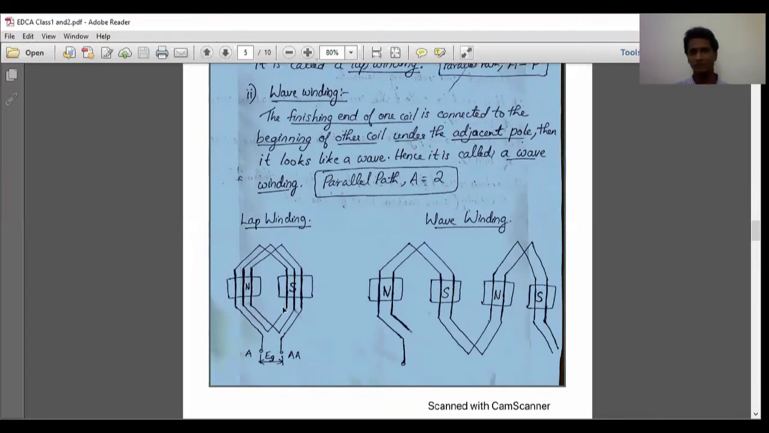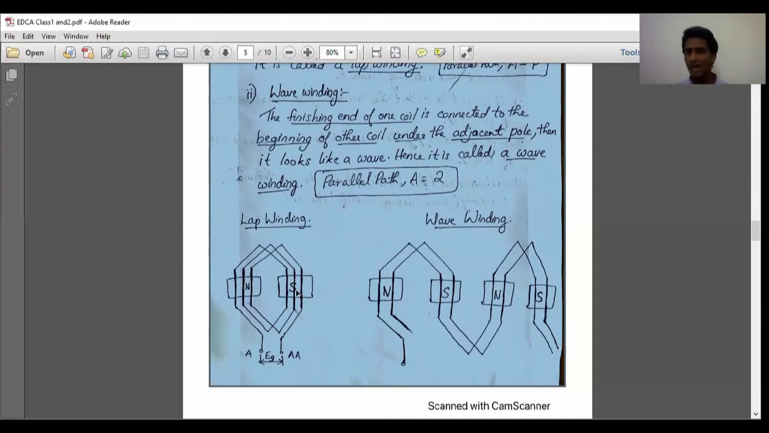According to lap winding, the finishing end of one coil, that means this end, is connected to the beginning end of the other coil. The beginning end of the other coil means this is the next coil, under the same pole. Under the same pole means this coil actually consists of this much. So this is the next coil. The second conductor and second conductor together constitute the second coil.